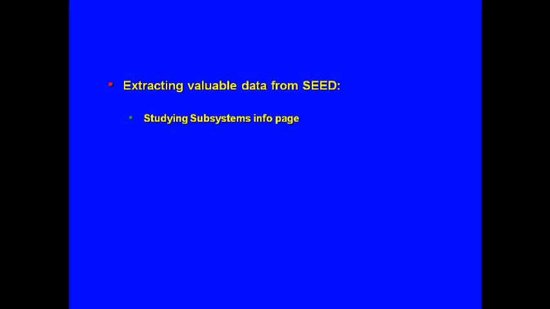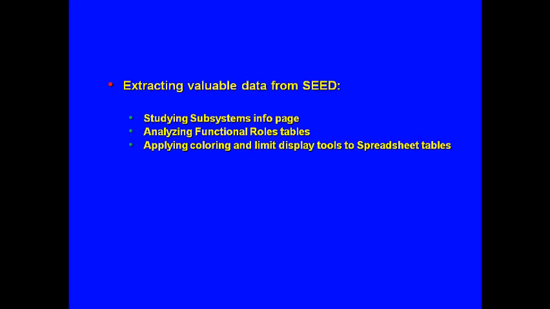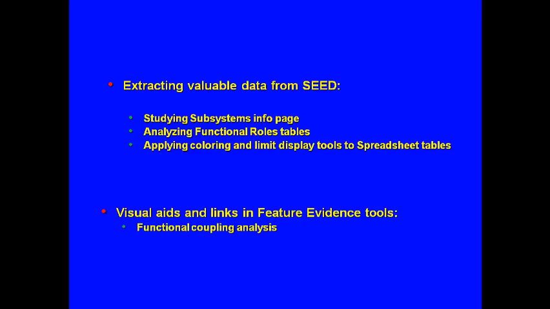We also teach you how to extract valuable data not only from the subsystem information page per se, but also from the subsystems organization by analyzing their functional roles tables and applying coloring and limit display tools to their spreadsheet tables. Finally, we describe in detail the practical value of the visual aids and links given in the feature evidence tools, including functional coupling analysis, fusion discovery, and literature references.